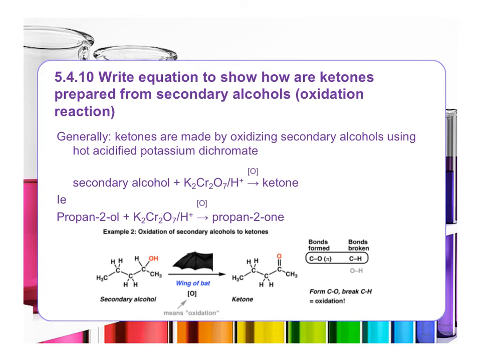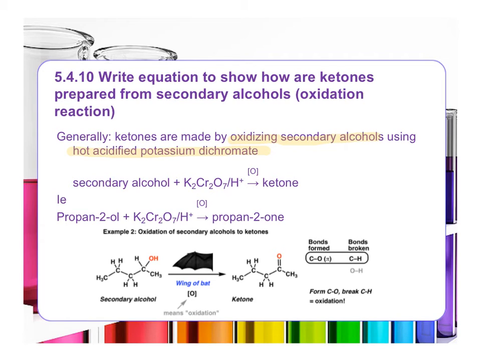Now ketones have their carbonyl group in a different place, so they can't be prepared from primary alcohols. They have to be prepared by secondary alcohols. And again, it's an oxidization reaction. So we're going to be using the same oxidizing agent, the hot acidified potassium dichromate.